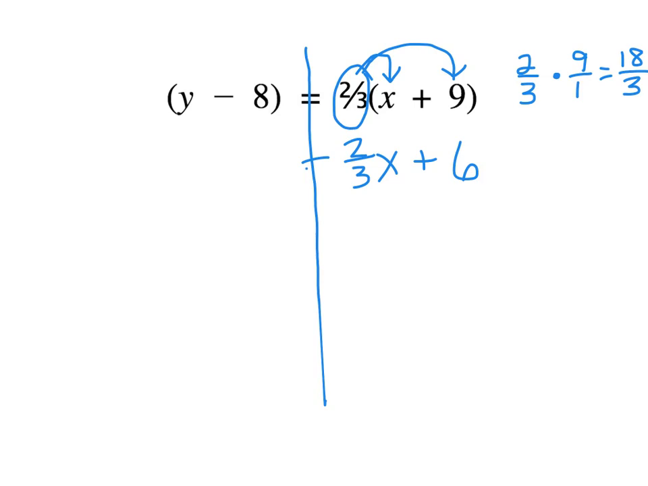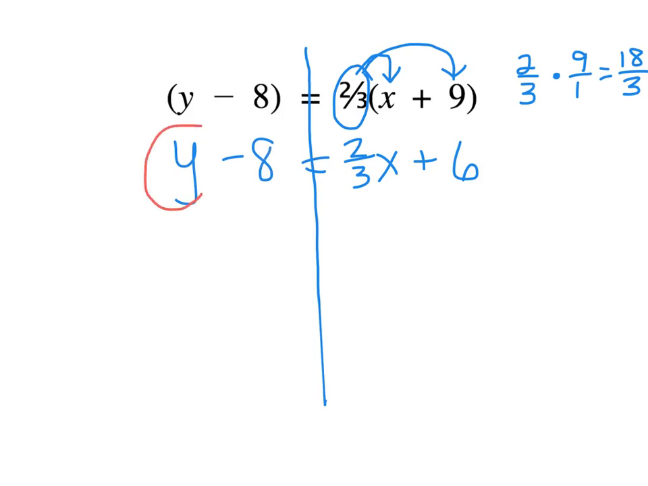And then over on the left-hand side, I do have parentheses, but there's nothing out here. There's just nothing. So it's really being multiplied times 1, which doesn't make any change. So I'm just going to bring it down without the parentheses. So y minus 8. And what I'm solving for is the y.